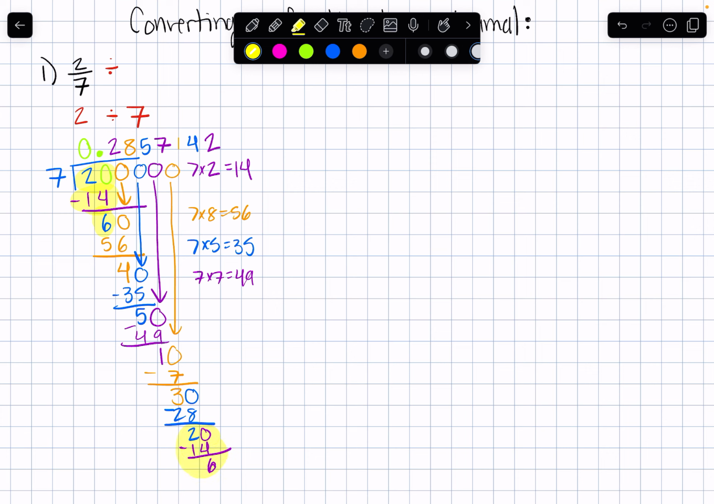So we can kind of guess that this part of our decimal, all the way until that 2, is going to end up repeating itself because we're going to say, well, how many times does it go into 60? And then we're going to end up saying 8 again, and then we're going to subtract our 56, and we're going to get 4. So this whole process is going to repeat again.